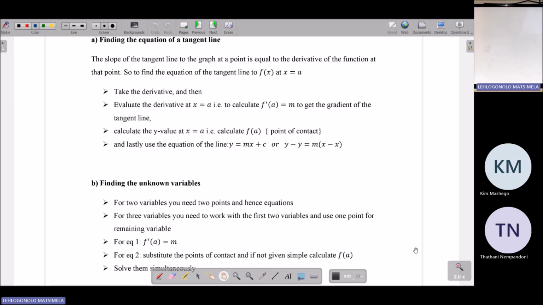So I hope everyone can see the screen that I'm sharing, right? Yes. Those that are active, there is a screen that I'm sharing with point A and point B.